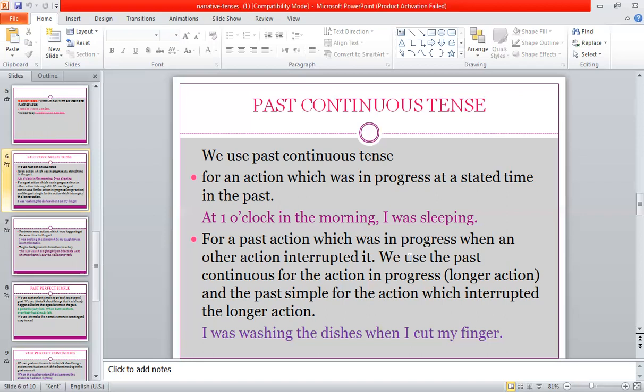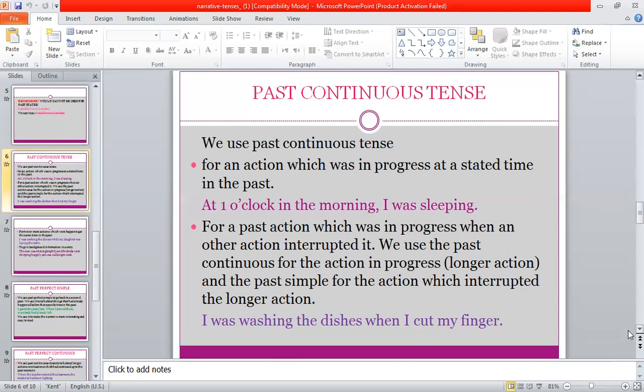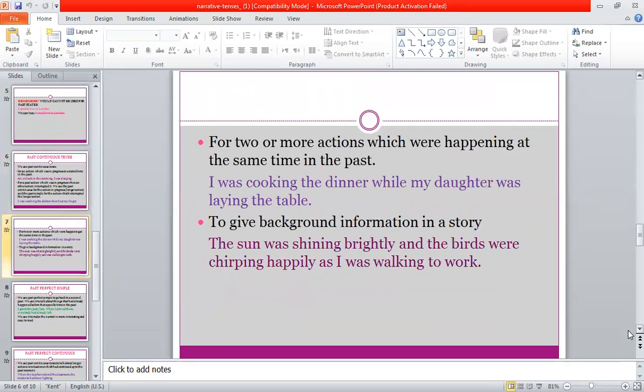I was washing the dishes when I cut my finger. Was washing, long action. So what happened suddenly when I cut my finger? Cut. Cut here is the past simple. Okay.